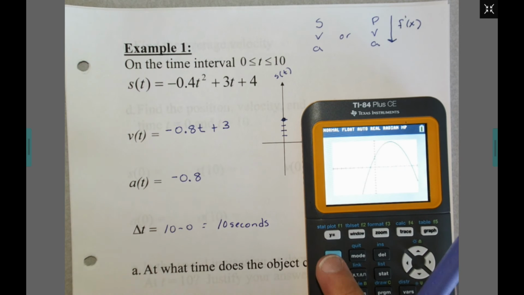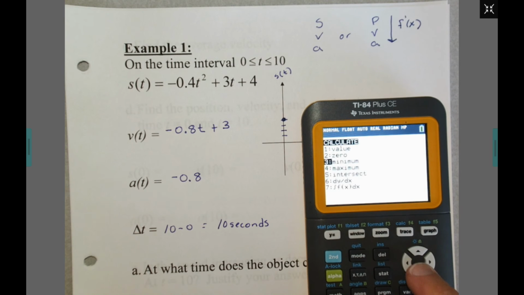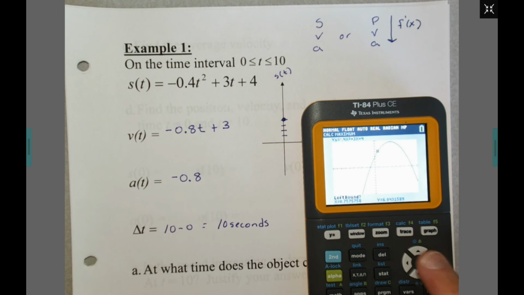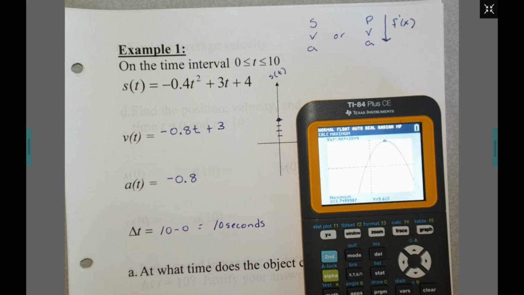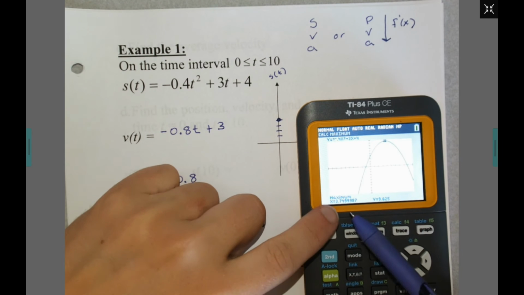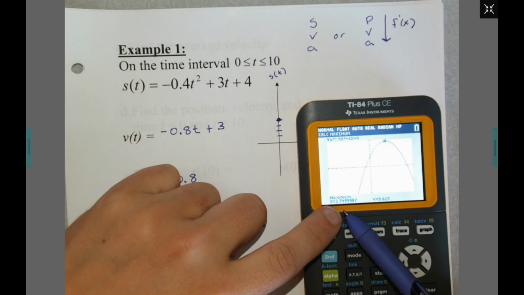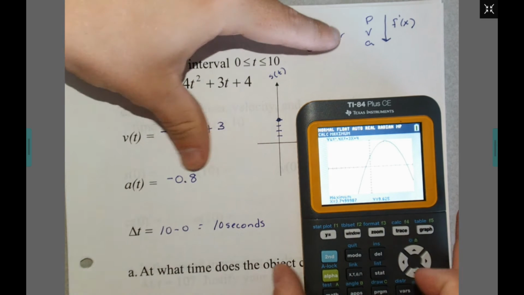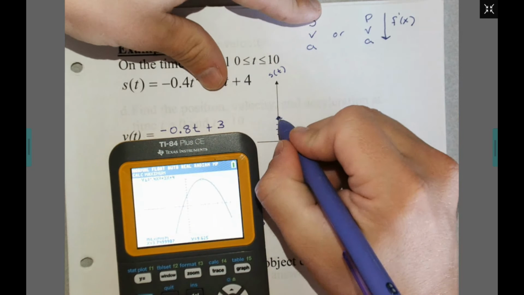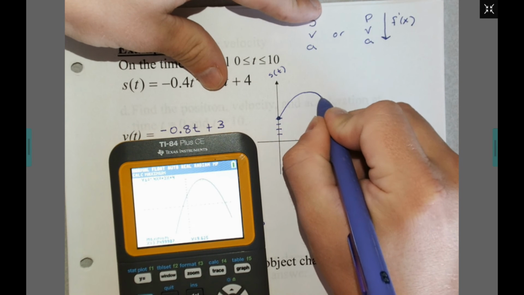So using your calculator, you can go second calc, and then we're going down to max. It says left bound, so I hit enter. It says right bound, so I hit enter. And it goes ahead and gives me the maximum as 3.749. And then the height is 9.625. So I'm going to go ahead and label it. So we're going up, I'm going to come down.